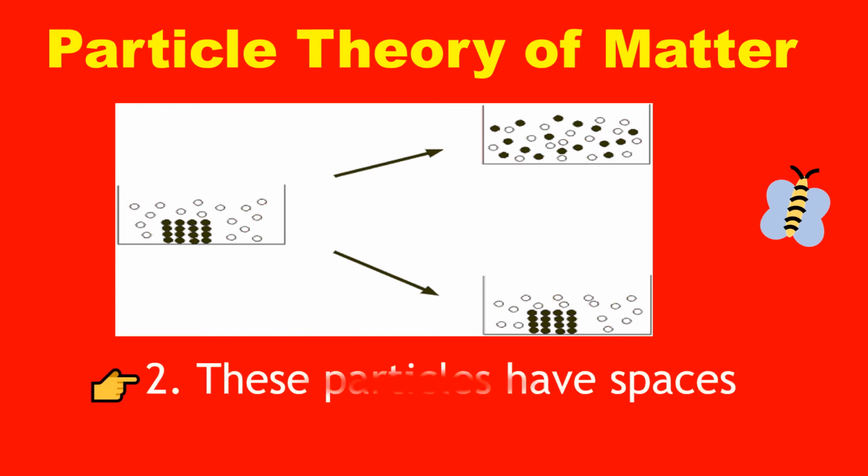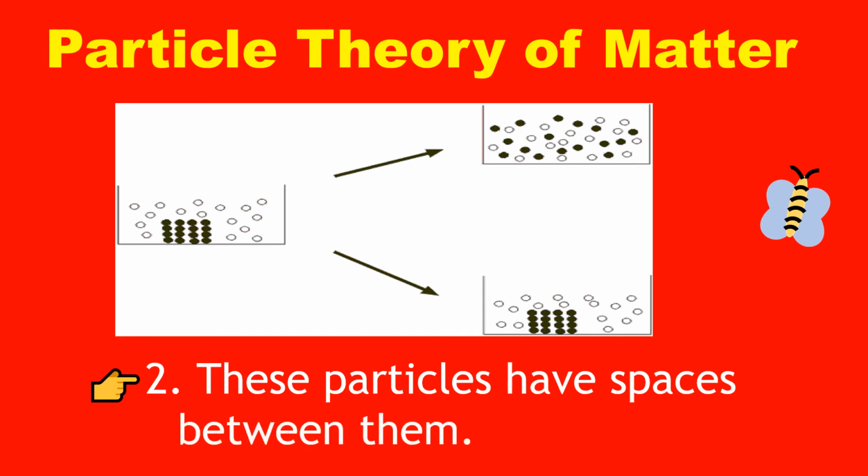The second idea of the particle theory of matter is the idea that these particles have spaces between them, meaning that when we combine 10 ml of water and 2 ml of sugar, we could not expect to have 12 ml of total volume, but less than 12 ml.